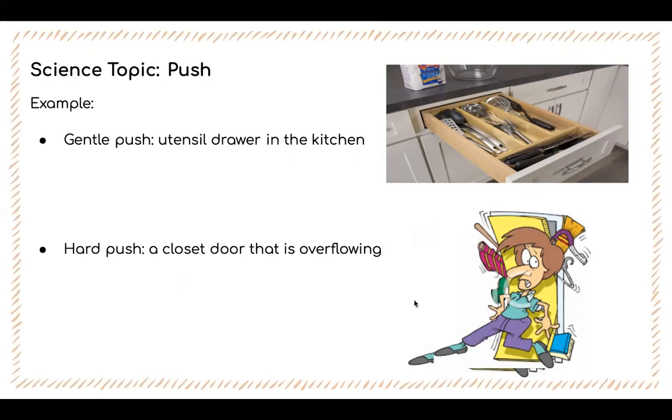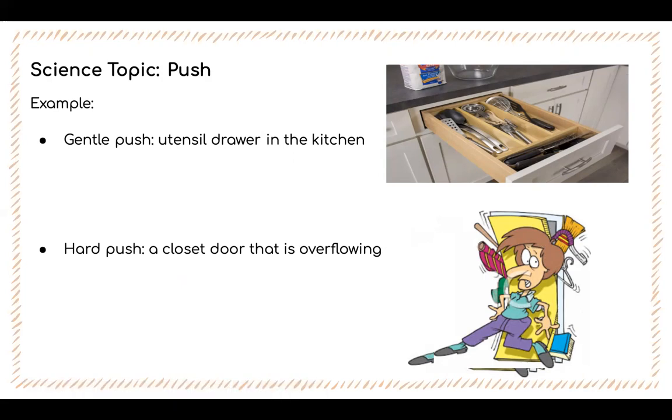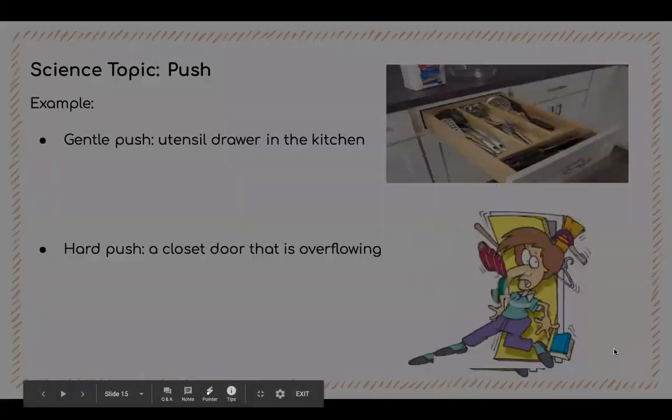But something that might take a little bit more effort and some muscles that I really have to push is a closet door that's overfilling. So looking at this picture, there's tons of stuff just falling out, and that person is having to push as hard as they can. So in my house, I found 2 things that I can push: a utensil drawer and a closet. But these things take different efforts to push them in.